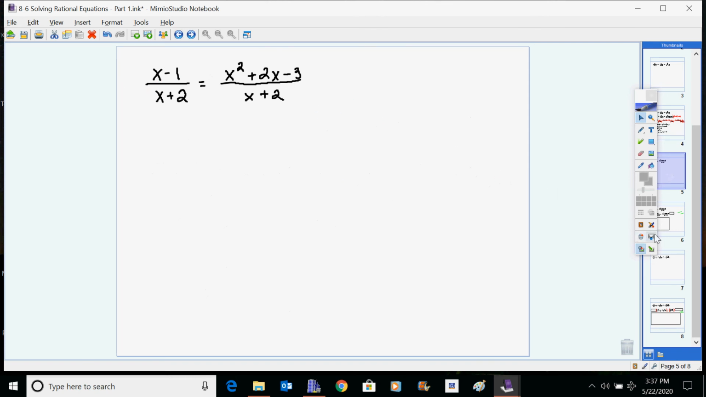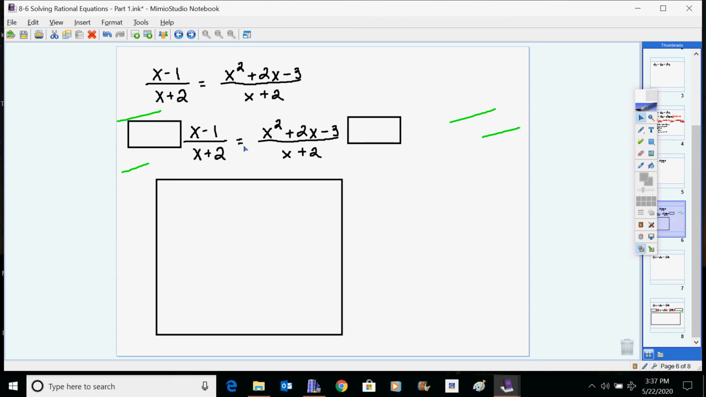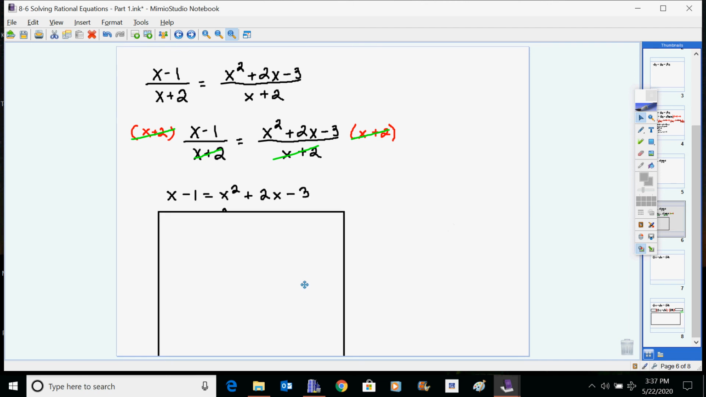This already has common denominators, which makes it nice and friendly. Because it has common denominators, all you have to do is multiply by that common denominator, not much thinking happening there. So of course what that means is that this cancels with this one, and this one cancels with this one, and you're left with x minus 1 over here and x squared plus 2x minus 3 over here. Because it appears that it's going to be a quadratic, you need to subtract x from both sides and you need to add 1 to both sides.